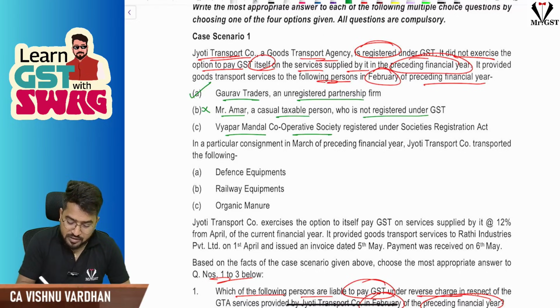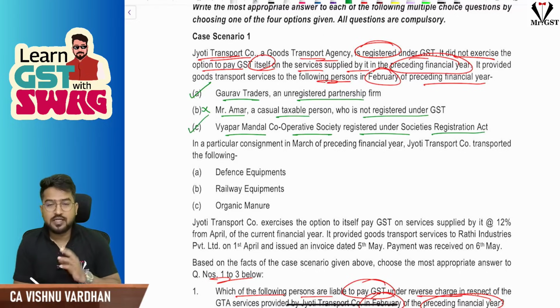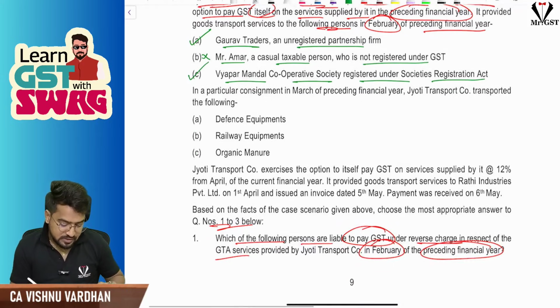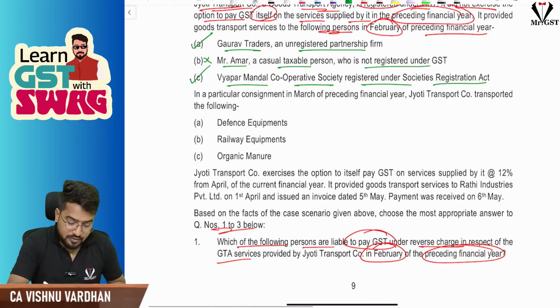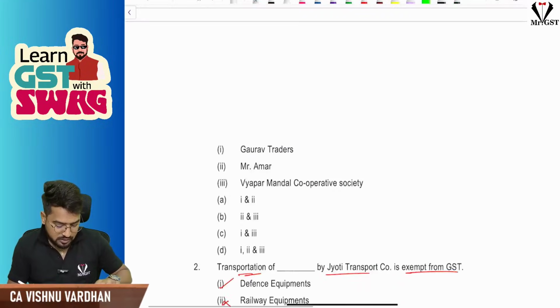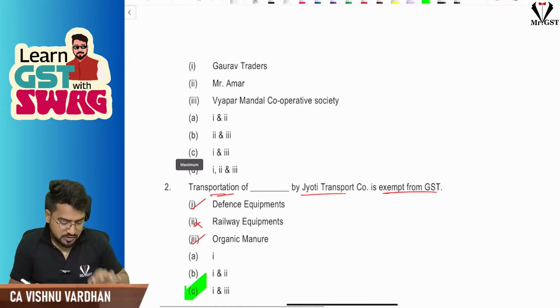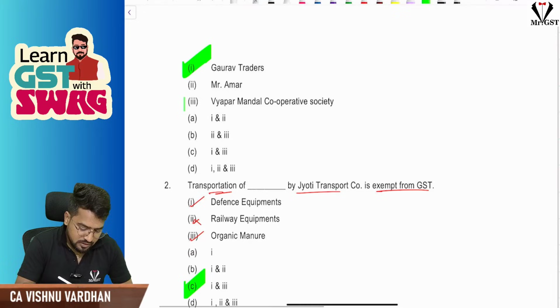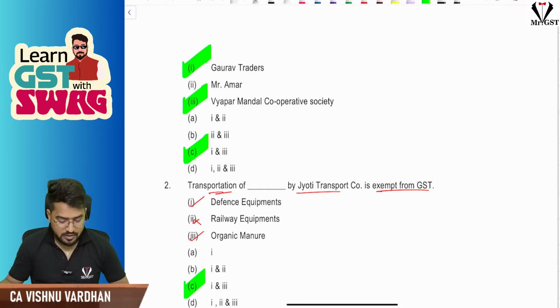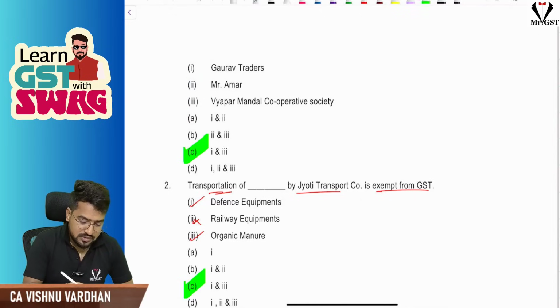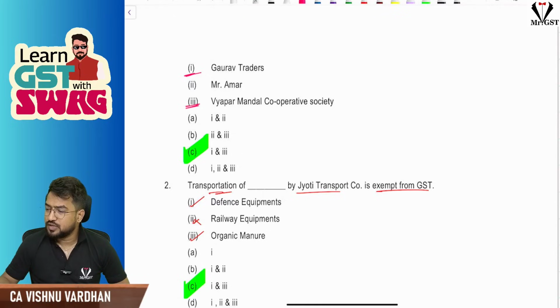Vyapar Mandal Cooperative Society registered under Societies Registration Act. Again, this is RCM. So in these 2 cases it is RCM: Gaurav Traders and Vyapar Mandal. Let us see in this case. Sir, first question, if you see, Gaurav Traders and Vyapar Mandal, that means 1 and 3. So option C is the correct answer. So this is 1 MCQ we are done with. Okay, so next one.